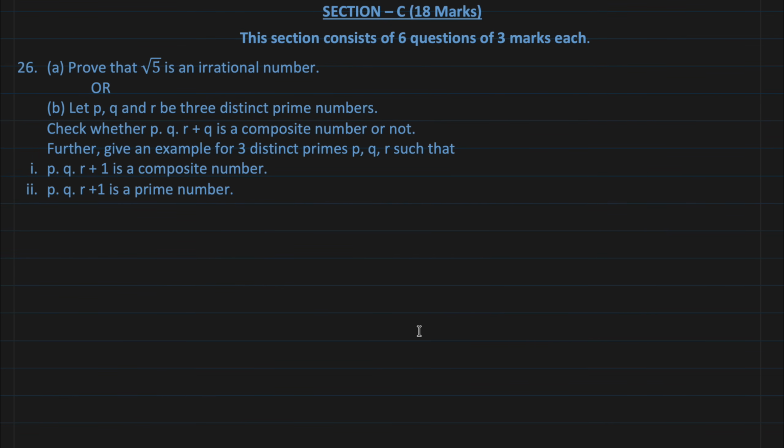In section C, some of the questions would be difficult, or in section D also. So they will be given in OR option. Most of the time the difficult part is in the OR option. So wisely choose what will be scoring for you. Yeah, you have to decide. Okay, students, now section C is 18 marks. There are 6 questions of 3 marks each. So let's begin with question number 26 of section C.